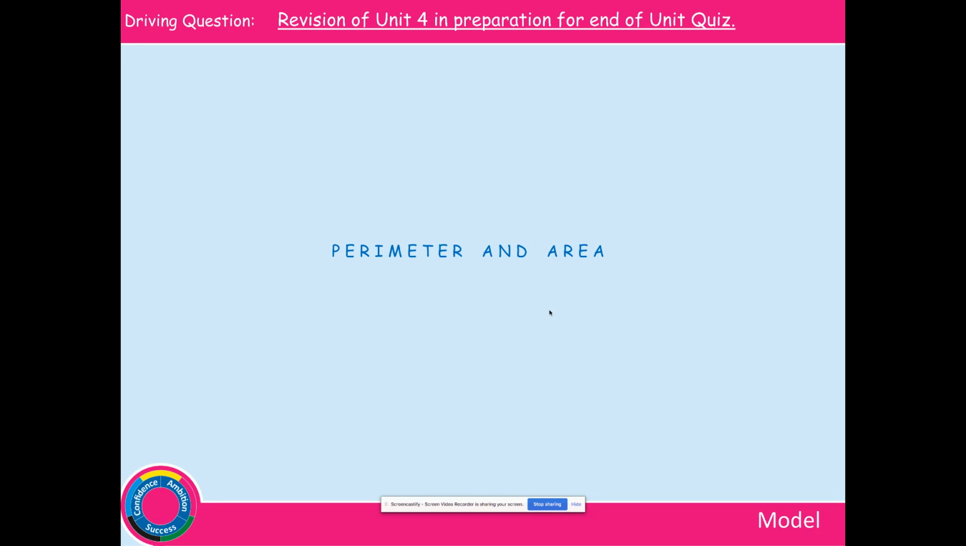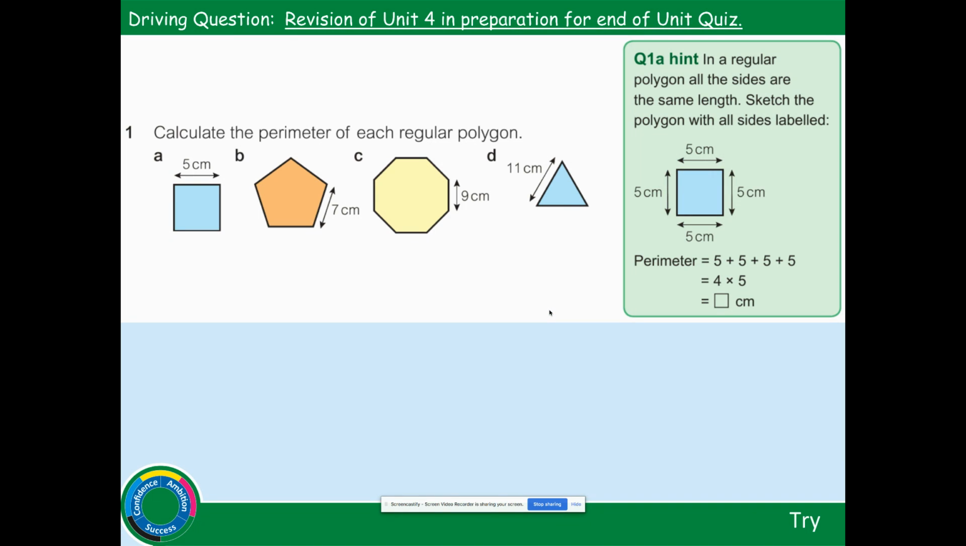Okay, that's coming off of decimals now, and we're just going to recap perimeters and areas quickly. So calculate the perimeter of each regular polygon. Now remember, there's a hint over here. In a regular polygon, all the sides are the same length. Sketch the polygon with all sides labelled. So that first one, 1A, has got a 5 centimetre side, so that's 5 centimetres, 5 centimetres, 5 centimetres, 5 centimetres. Remember, regular means every side is the same length.